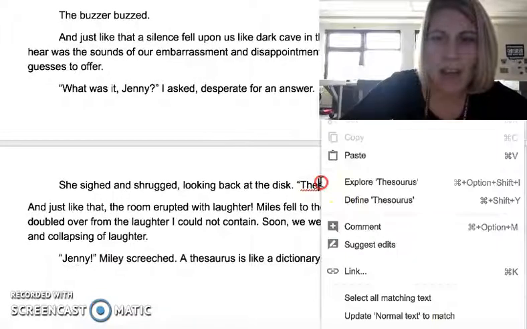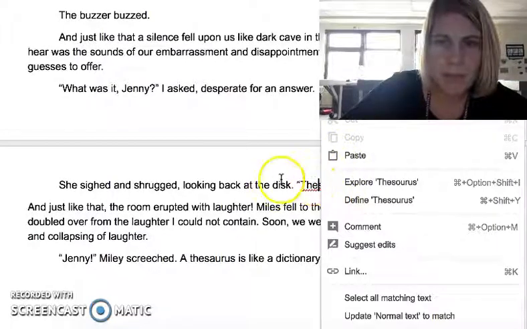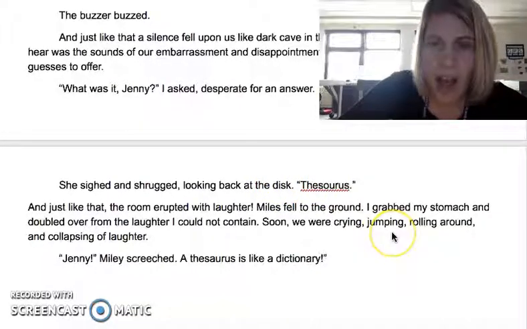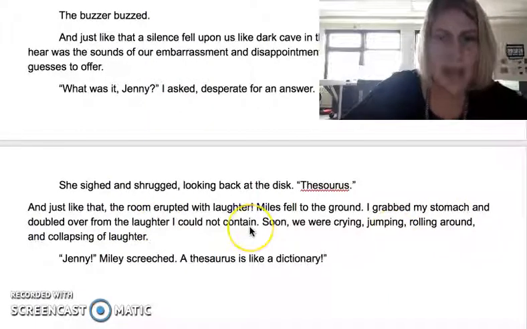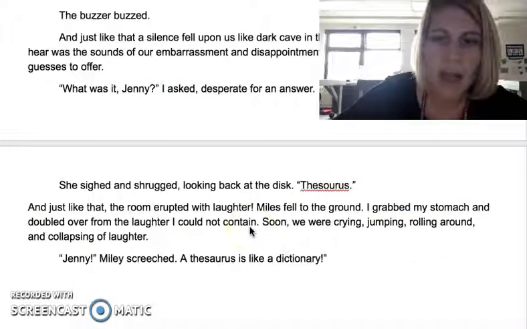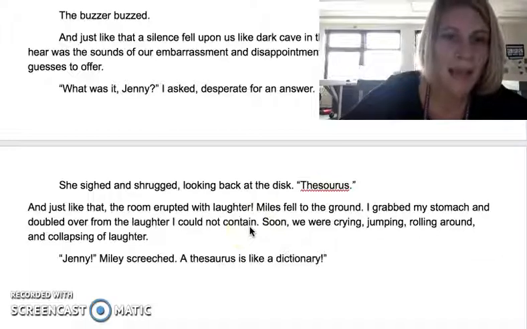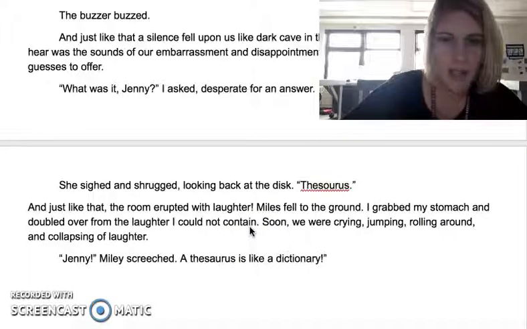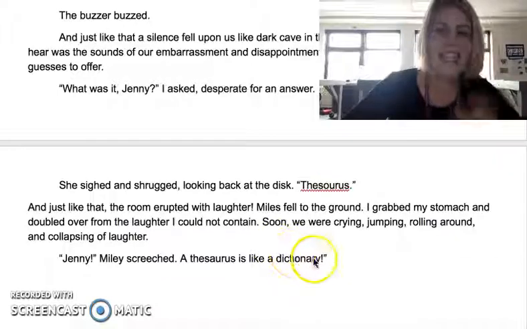Miles fell to the ground. I grabbed my stomach and doubled over from the laughter I could not contain. Soon we were crying, jumping, rolling around, and collapsing with laughter. "Jenny," Miles shouted, or screeched, "a thesaurus is like a dictionary!"